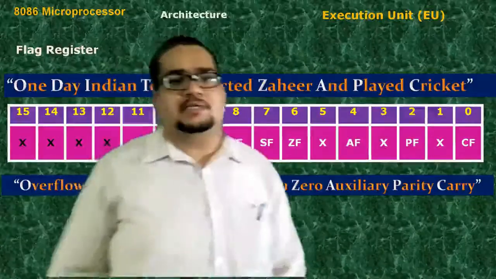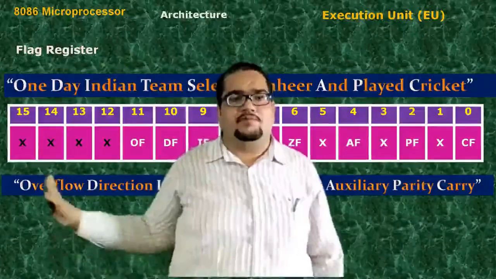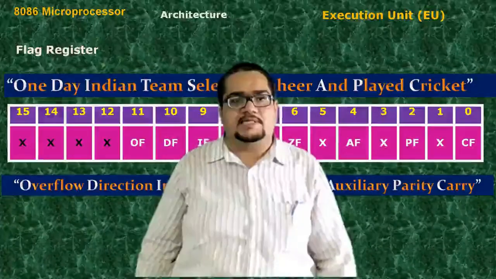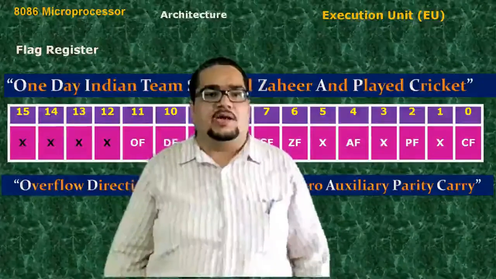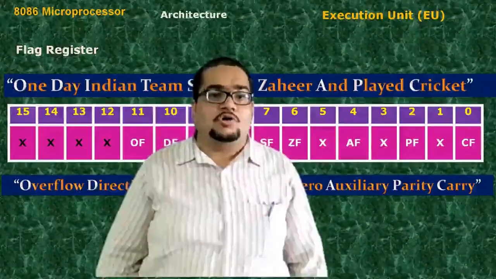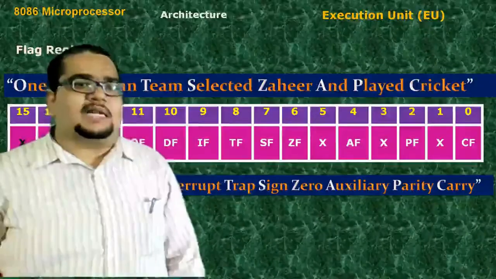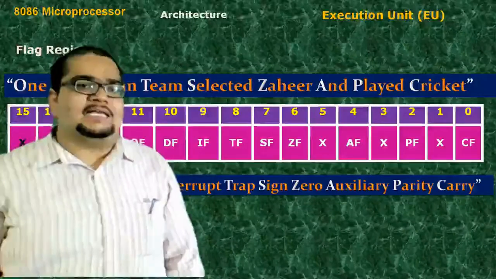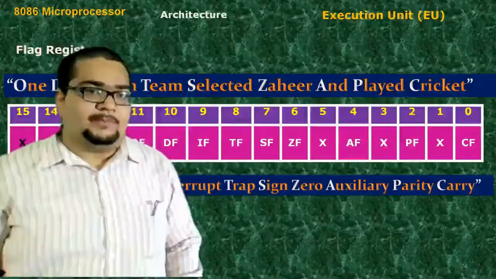Flag register is there, bit 0 to bit 15. You can see bit 0 this side and bit 15 that side. Out of these 16 bits, we have only 9 active bits. The other 7 are inactive and different flags are there. Starting from here, it is carry flag, parity flag, auxiliary carry flag, zero flag, sign flag. After sign flag, we have trap flag, interrupt flag, direction flag. These 3 bits, 8, 9, 10, are the control flag bits.